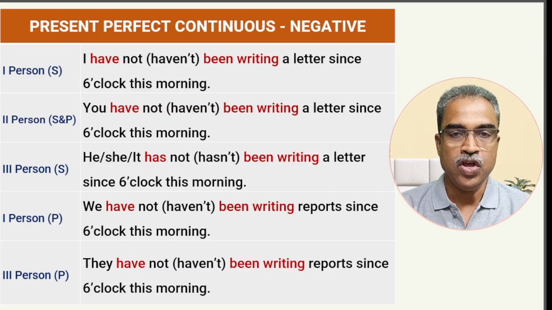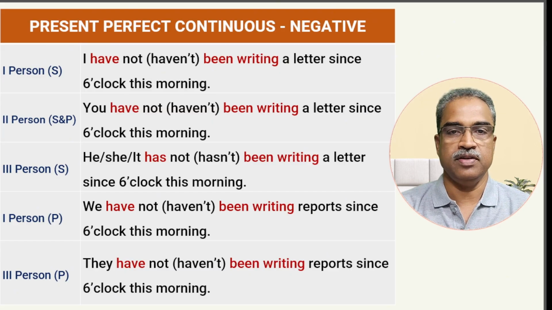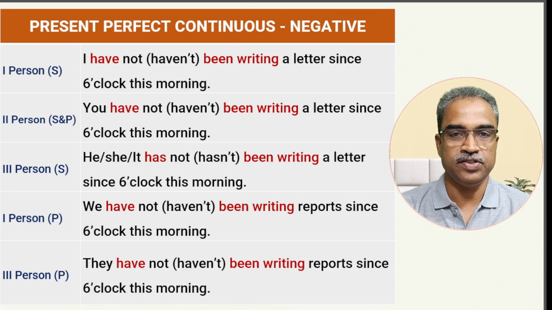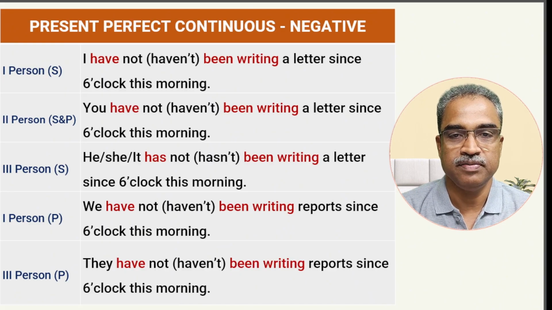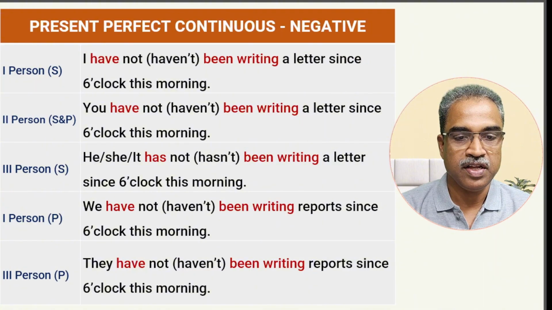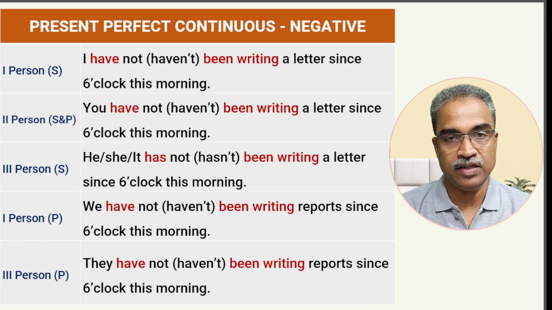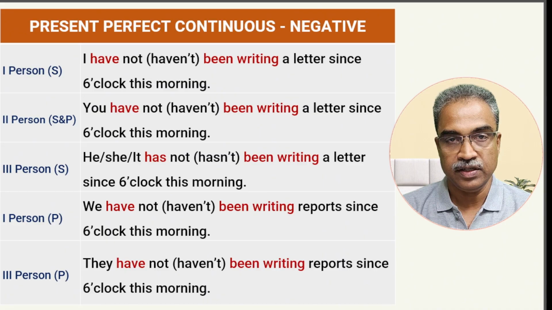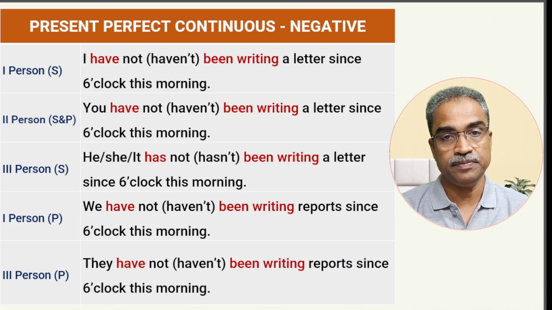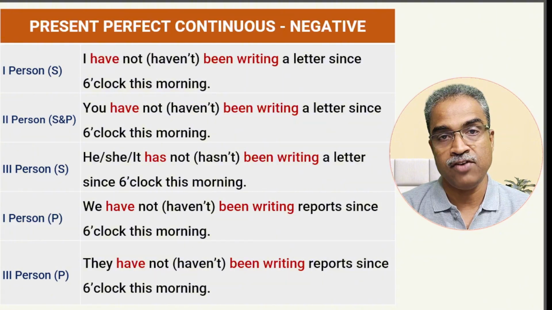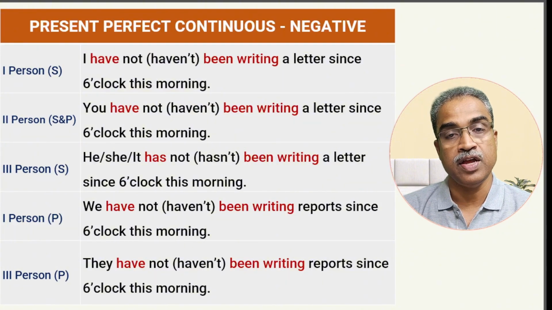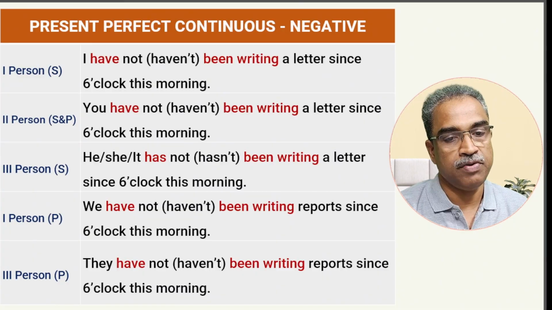You have not been doing a job these days. You haven't been. And third person singulars, he, she, it has not been. He has not been, he hasn't been writing a letter. She has not been, she hasn't been writing a letter. It has not been writing a letter. It hasn't been writing a letter. Has plus not is hasn't. Have plus not is, we know, haven't. So this is how it goes.